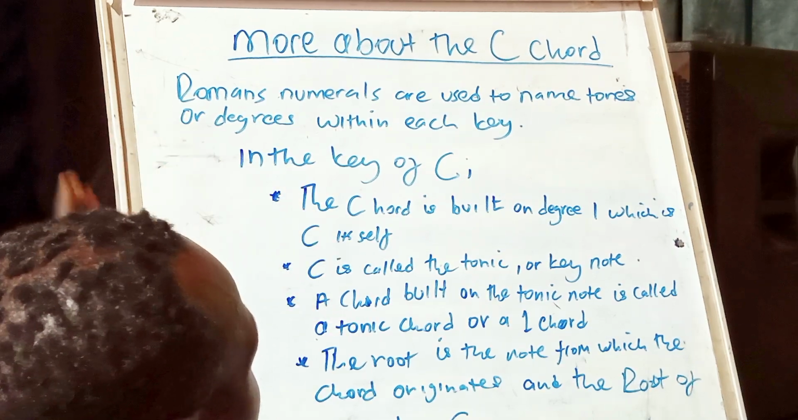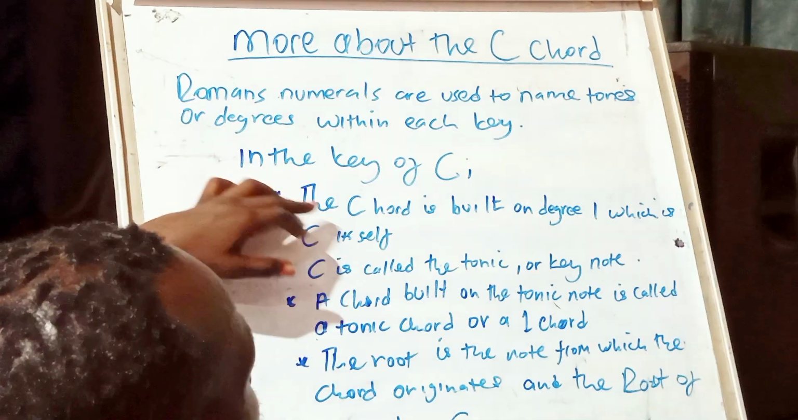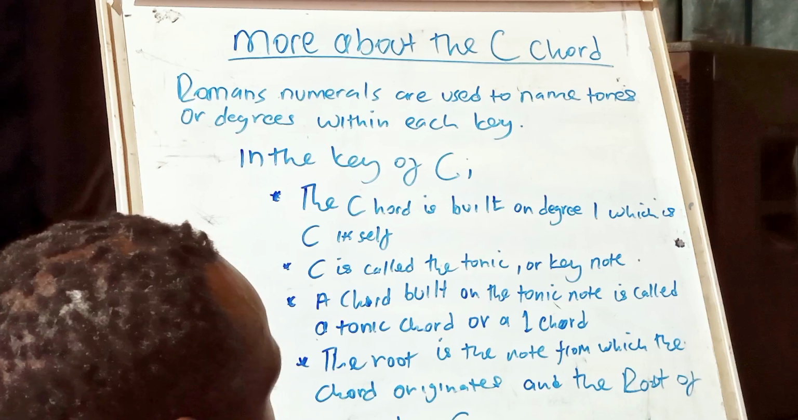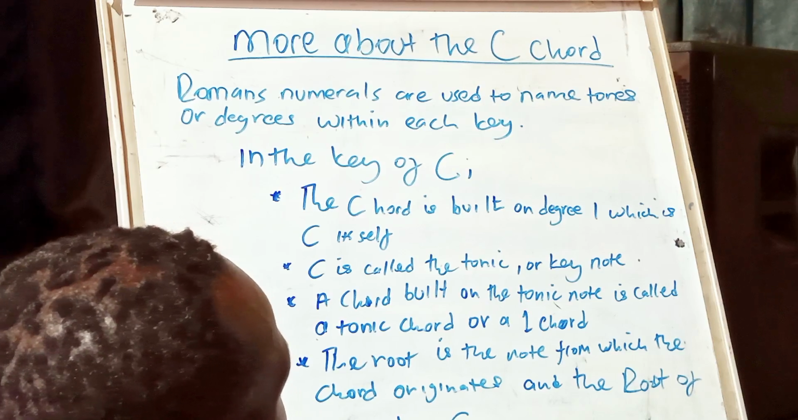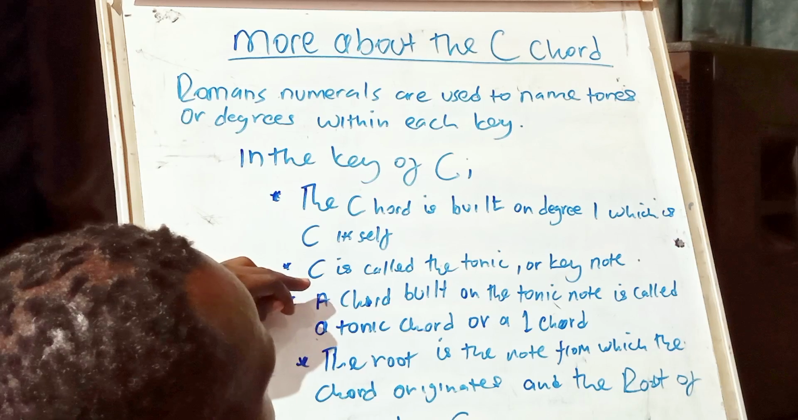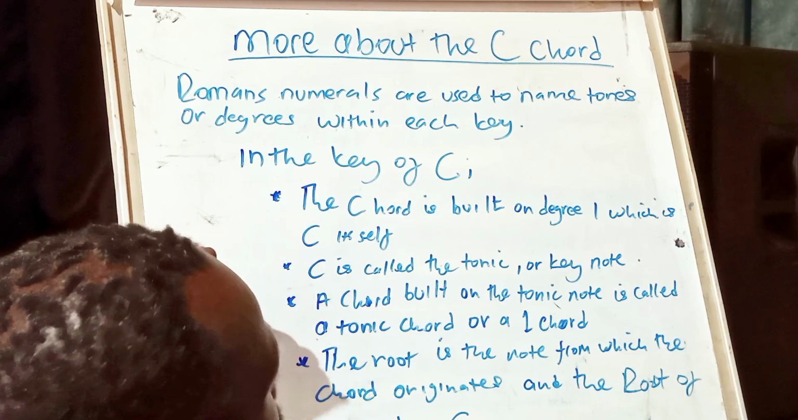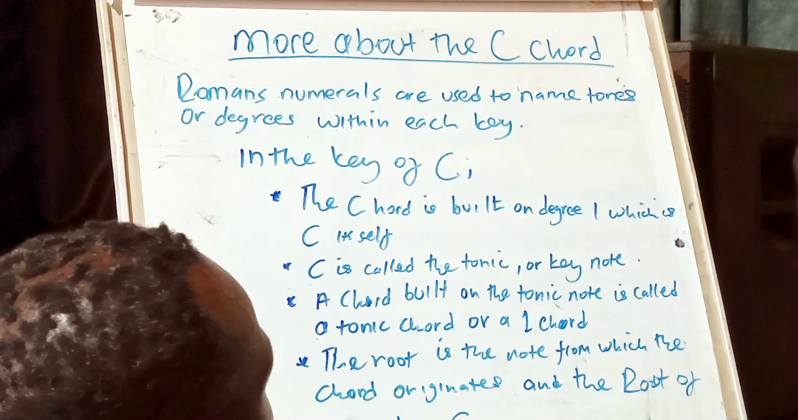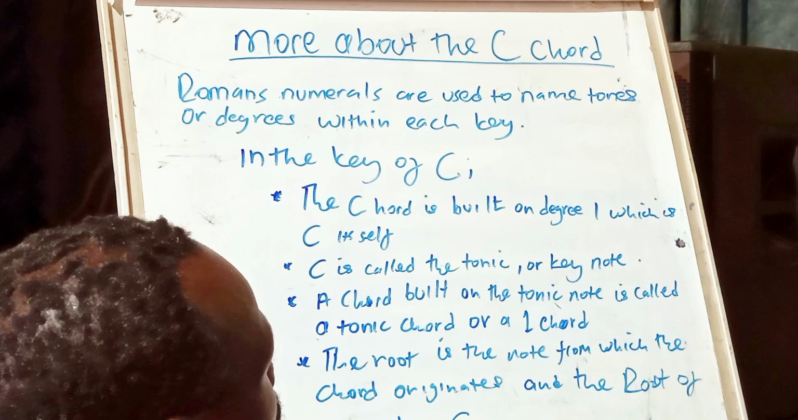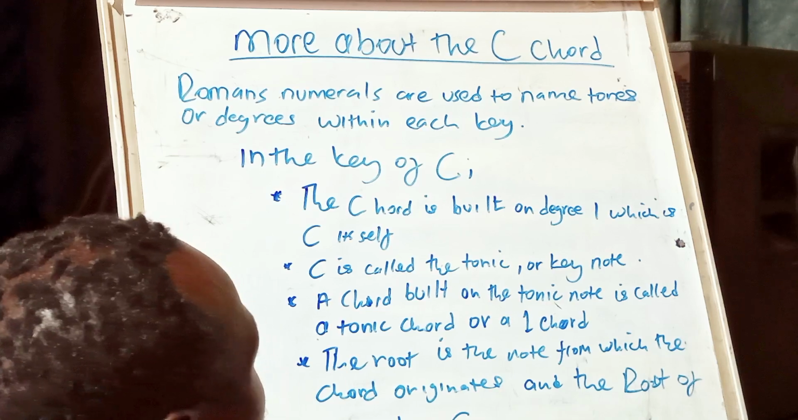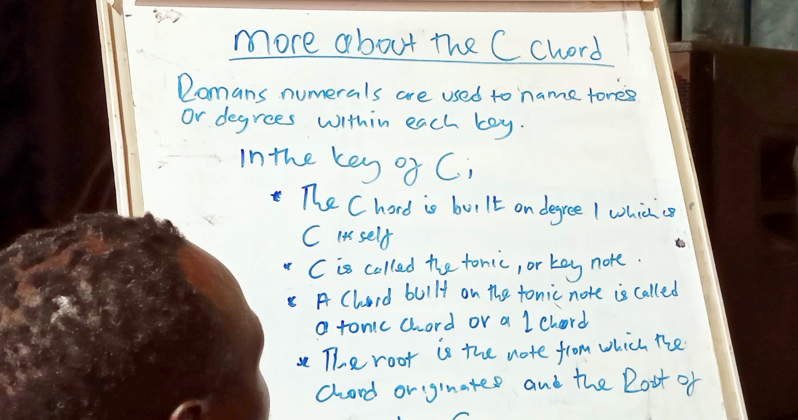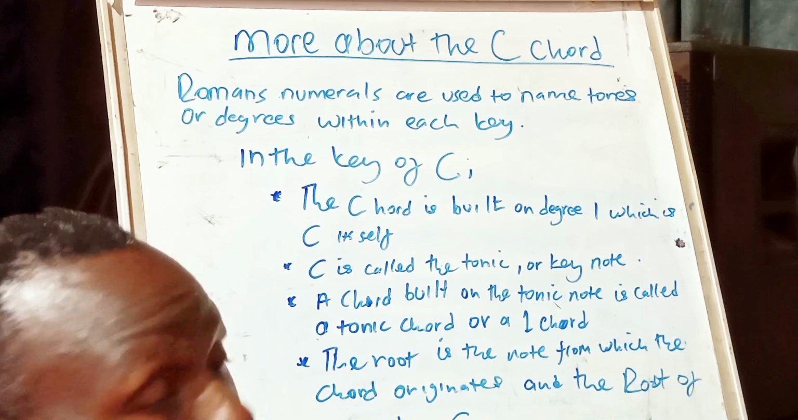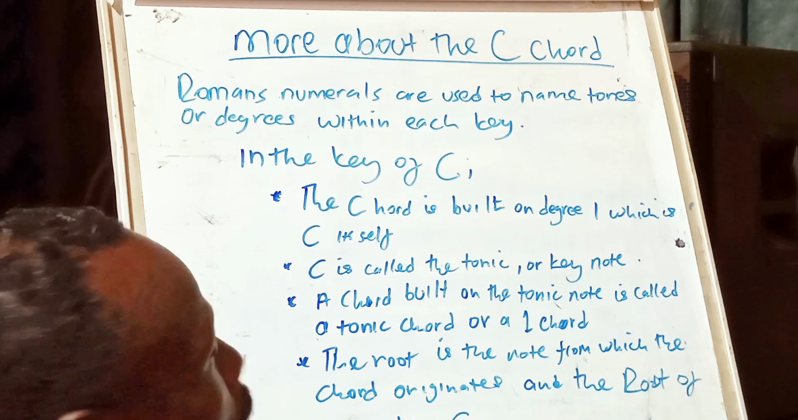In the key of C, the C chord is built on degree 1, which is C itself, and C is called the tonic or key note. A chord built on the tonic note is called a tonic chord or a one chord. The root is the note from which the chord originates, and the root of C is C itself.